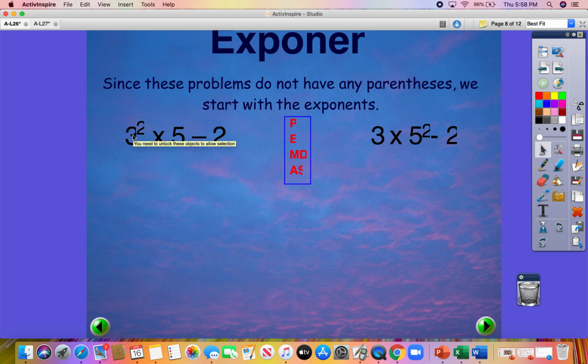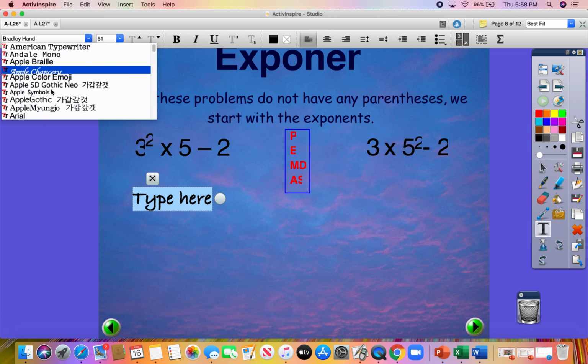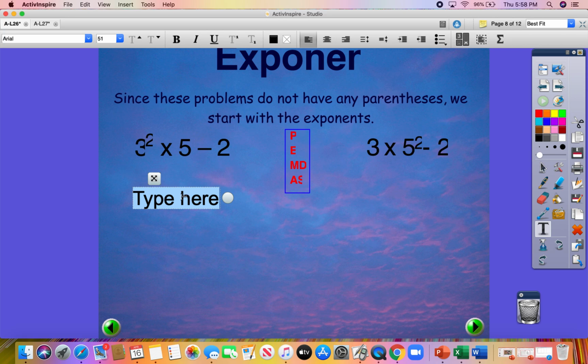All right, so let's try these examples here. Obviously, they look pretty similar, right? 3 squared times 5 minus 2. The first thing I want to do is change this font. Okay, so I'm going to do 3 squared, which means 3 times 3, which equals 9. Then I end up with 9 times 5 minus 2. Well, now what do I do first? The multiplying. 9 times 5 is 45, minus 2 equals 43. Not bad, right?